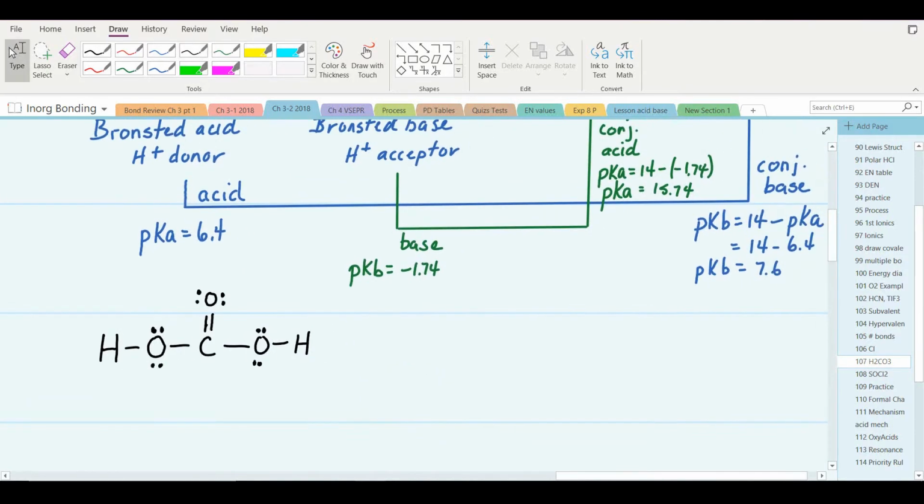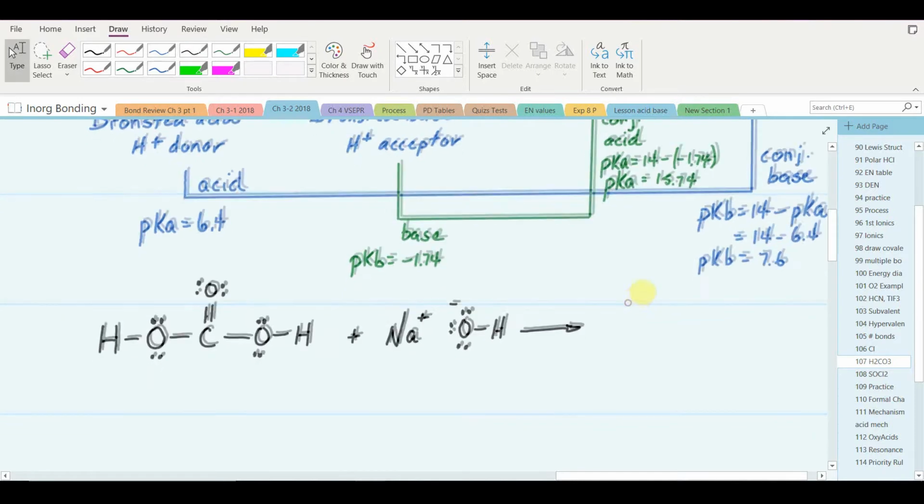Let's draw the Lewis structure of sodium hydroxide. And we've drawn lithium hydroxide already, so this should be easy for you to write out. Remember, the bond between the sodium and the oxygen is not covalent, it's ionic.